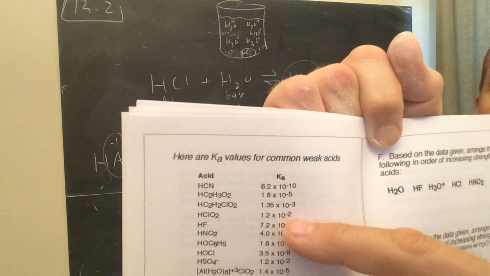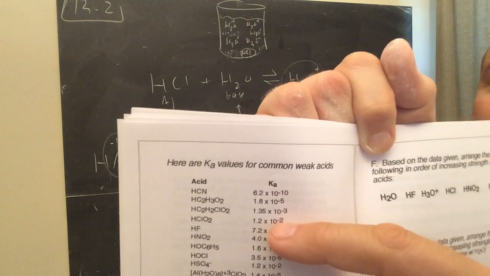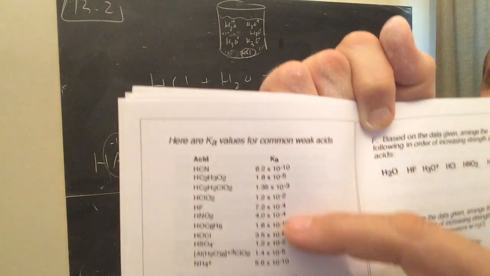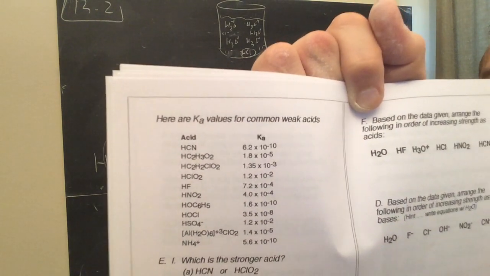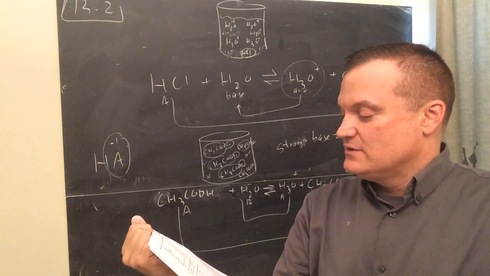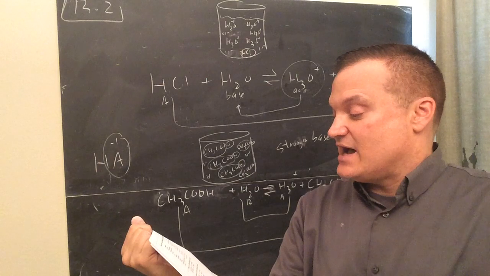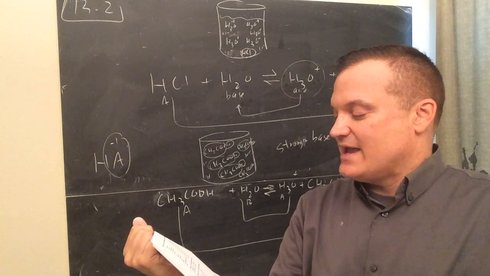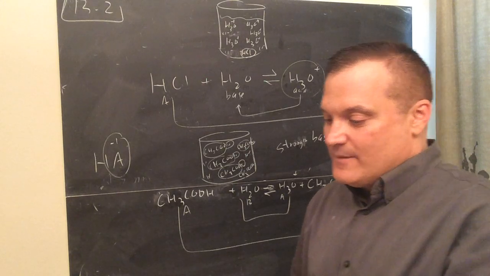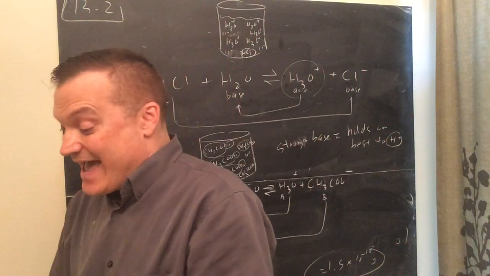1.2 times 10 to the negative 2. Because that number, 10 to the negative 2, is higher. You have to think about your negatives. 10 to the negative 2 is higher than any of the other numbers on there. They're all 10 to the negative 10. There's one more 10 to the negative 2, 1.2, so there's actually a tie. I didn't see that. HSO4 negative is also the same as that one. So they will both be the strongest weak acid.